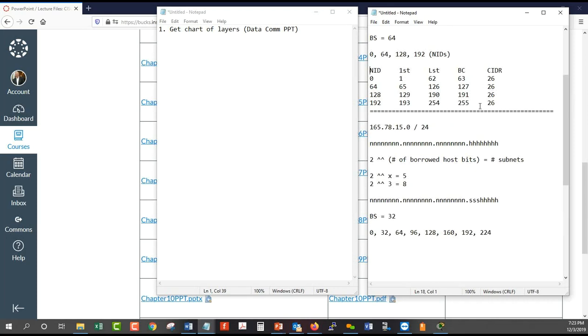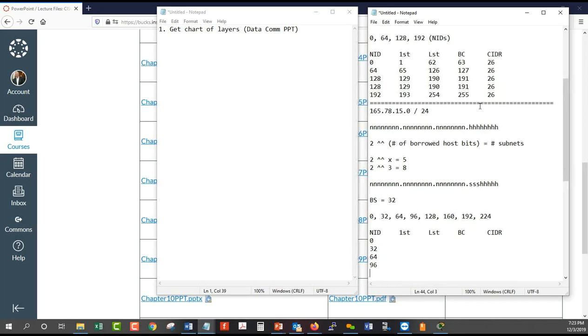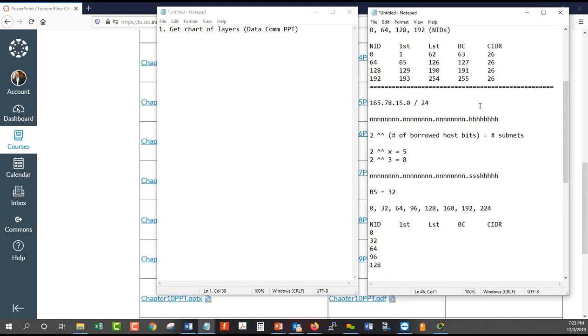Let's go back and let's steal that. Let's take this, copy it, bring it down. So let's put our network IDs down: 0, 32, 64, 96, 128, and 160. Now, I added in the 160 simply because it's going to help me in my calculations. I only need these first 5, all right?